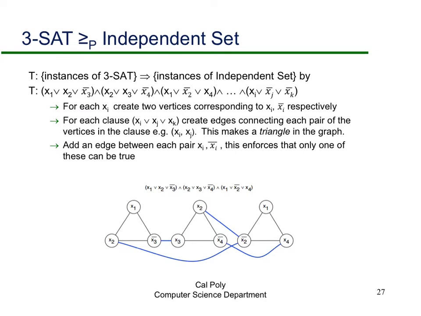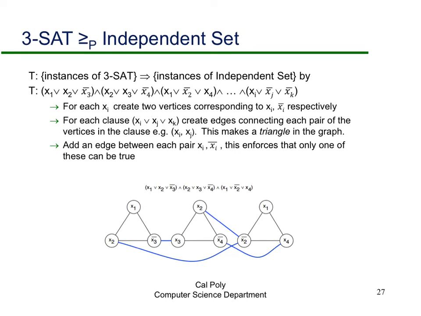And then what we need to do is make sure that only one of the xi and xi bar pair can be true. And so the way we'll do that is we'll have an edge between x2 and x2 bar. This means that only one of those is going to be able to be in the independent set. Similarly, by making these triangles, only one of these vertices can be in the independent set. So you can see what we've done is we've created constraints in our graph that prevent any violation of what we need for this expression to be true.